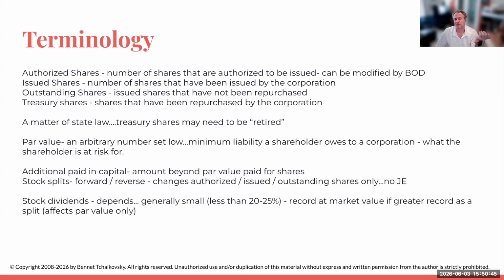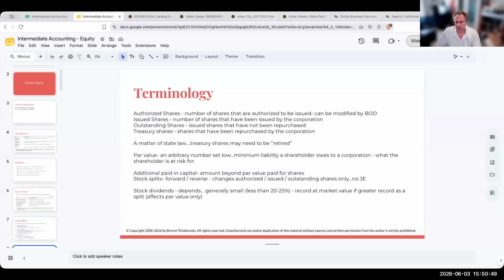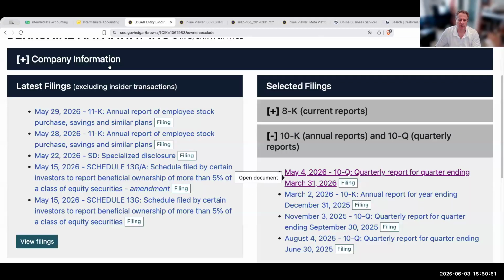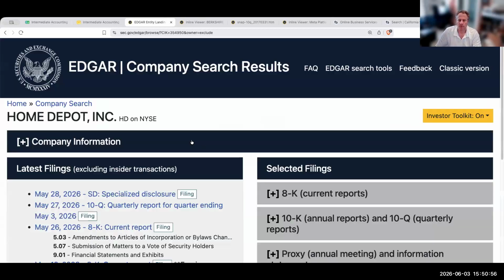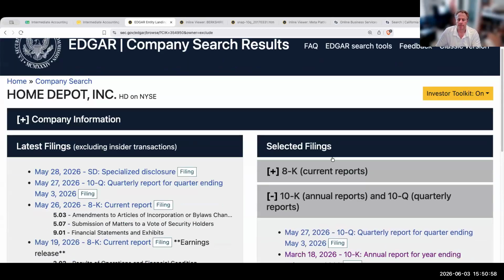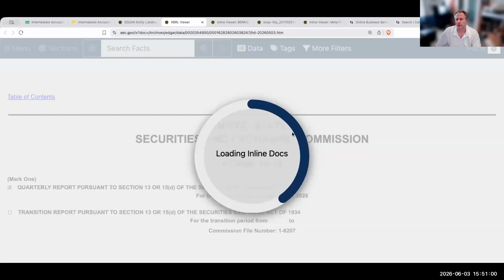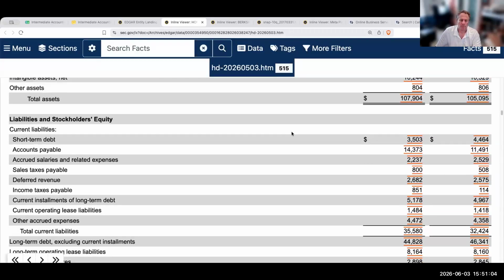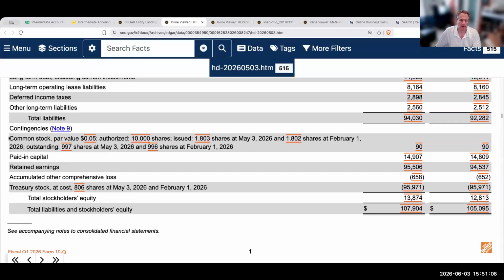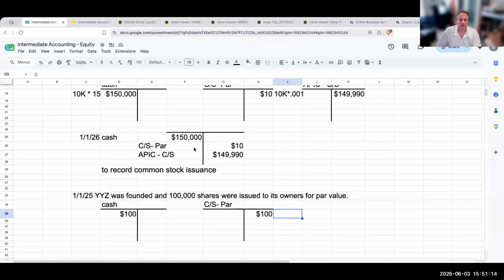Now, here's some different terminology that we want to go through and look at. The one I generally defer to is our friends at the Home Depot, and I think this is going to serve as a really good example. When we look at this over here, you have common stock. Let's break this down.